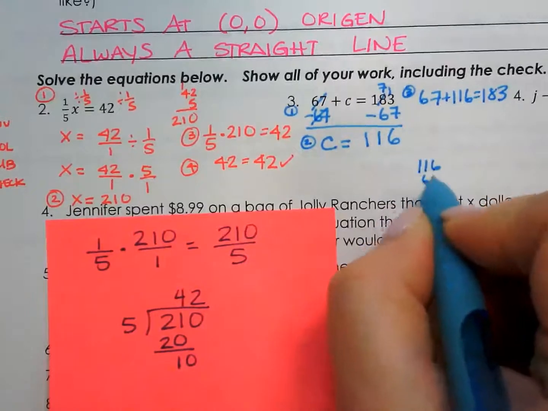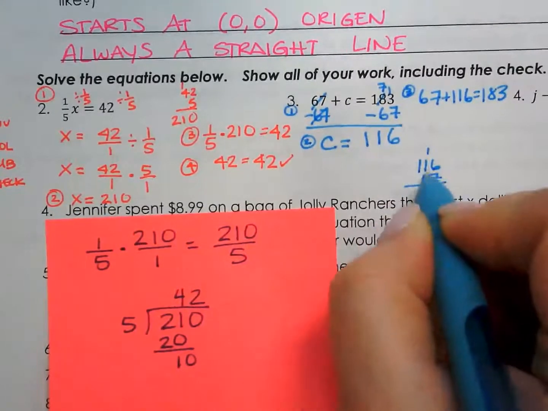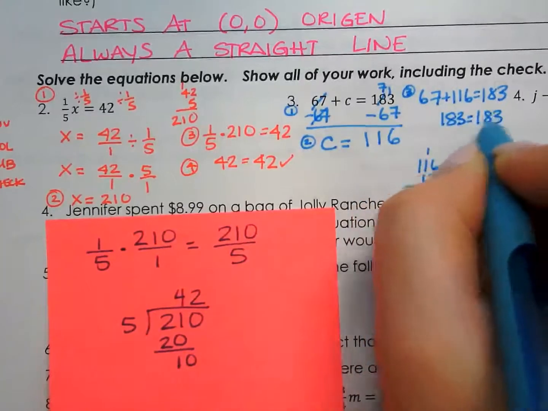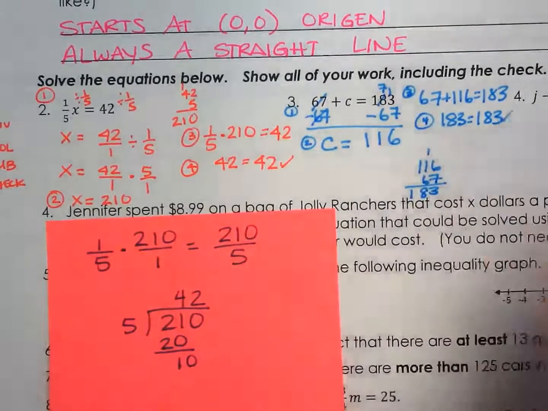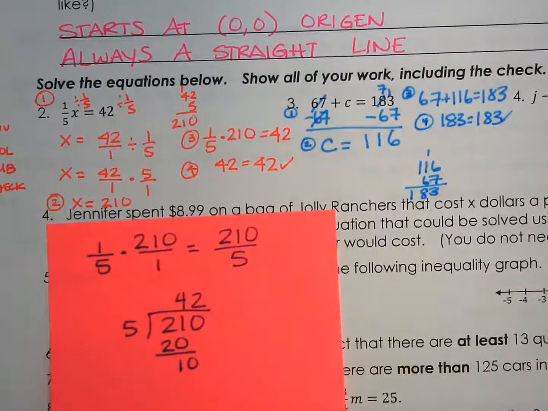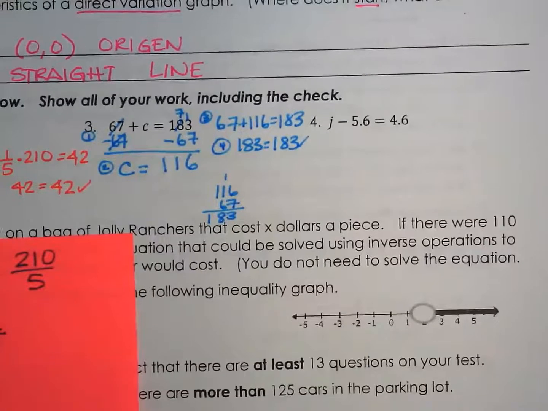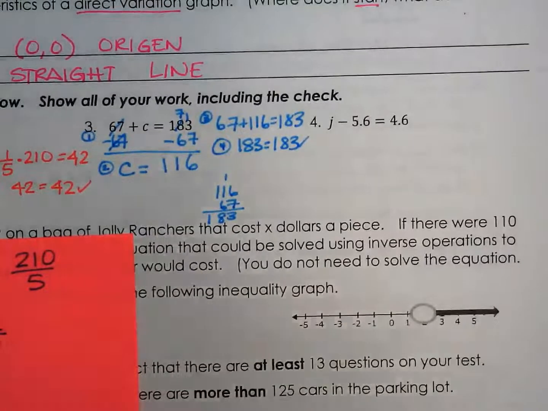116 and 67, 13, 8, 1. I know it's 183, and that equals the 183 I was looking for. That's step number 4, and I am good to go. You can walk out of your test knowing you got all these equations right because you're checking them as you go.